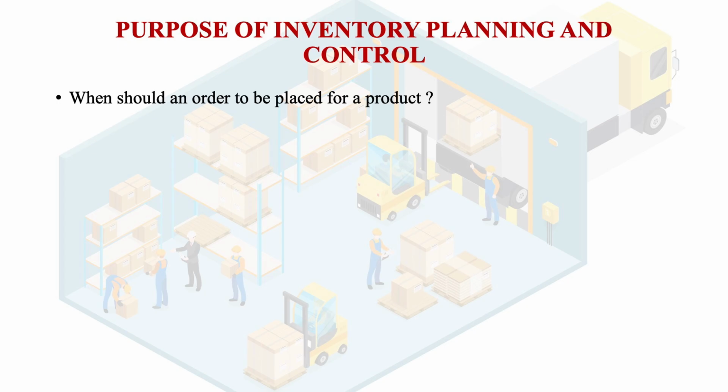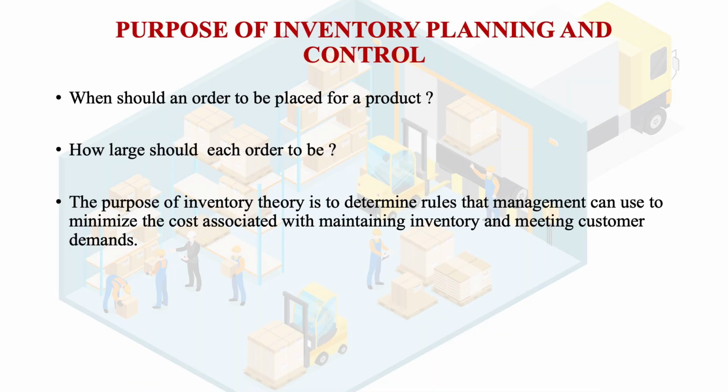Purpose of inventory planning and control. What is the purpose? The purpose is to decide when an order should be placed for a product and how large each order should be, meaning time and amount. That is, the optimal quantity should be ordered, and when, so that we have a backlog in the inventory. The purpose of inventory theory is to manage these two things through deterministic rules that management can use, minimizing the cost associated with maintaining the inventory and meeting customer demand.